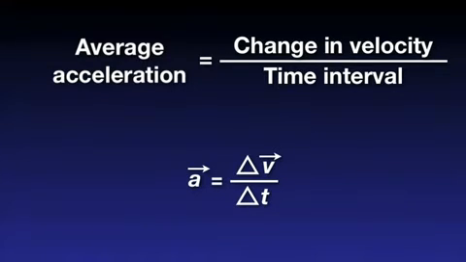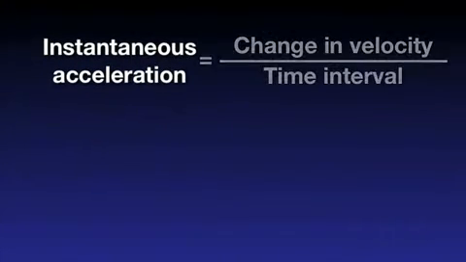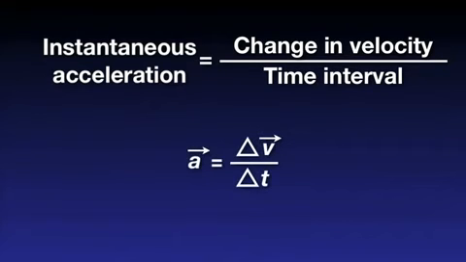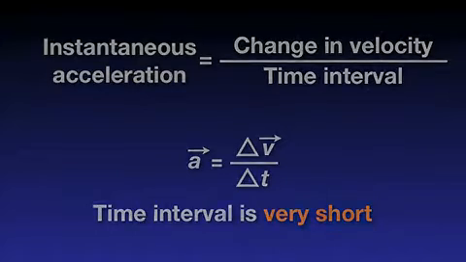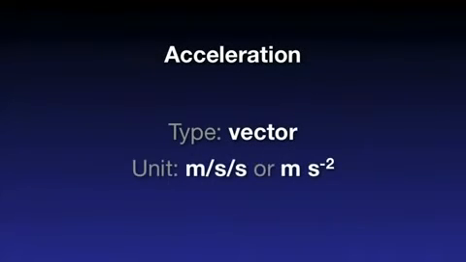Again, remember that the arrows above the quantities indicate their vector nature. The instantaneous acceleration is defined in a similar way: the change in velocity over the time interval, where the time interval approaches 0. So acceleration is a vector and it is measured in meters per second squared, or meters second to the minus 2.